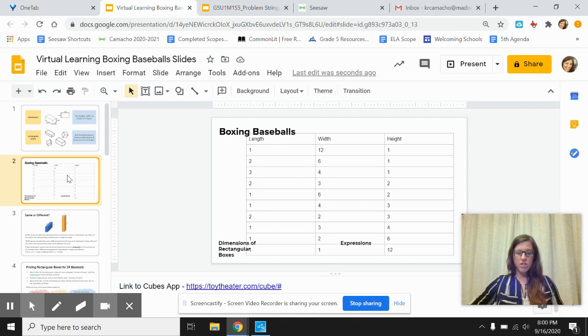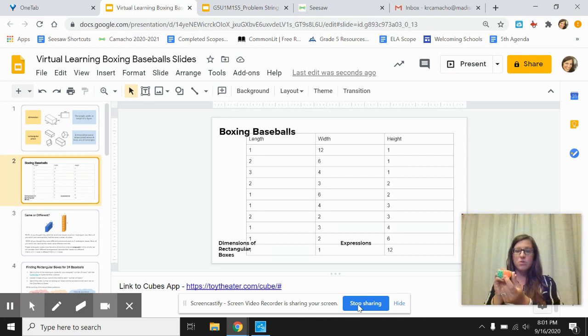You might remember the challenge that I gave you, which says that you had to find all the different ways that we could box 12 baseballs. And I put on here every single combination we can possibly do. So you'll notice that one of them is if I have a length of 1, a width of 12, and a height of 1, this is a 1 by 12 by 1.